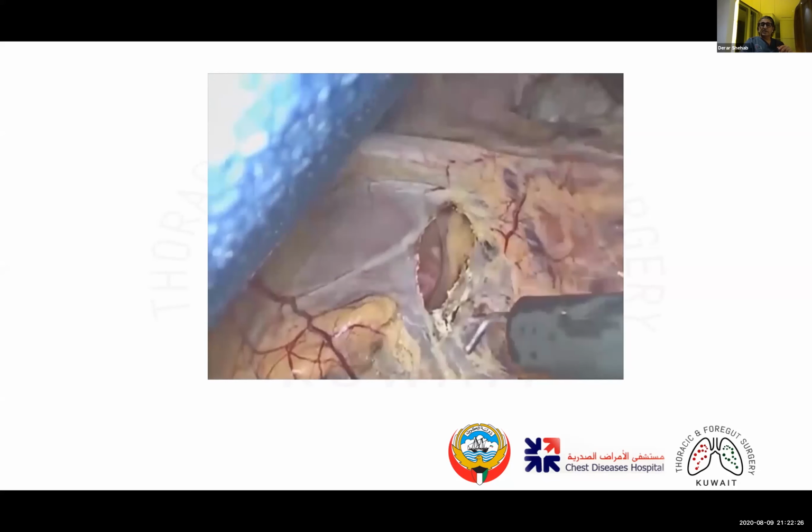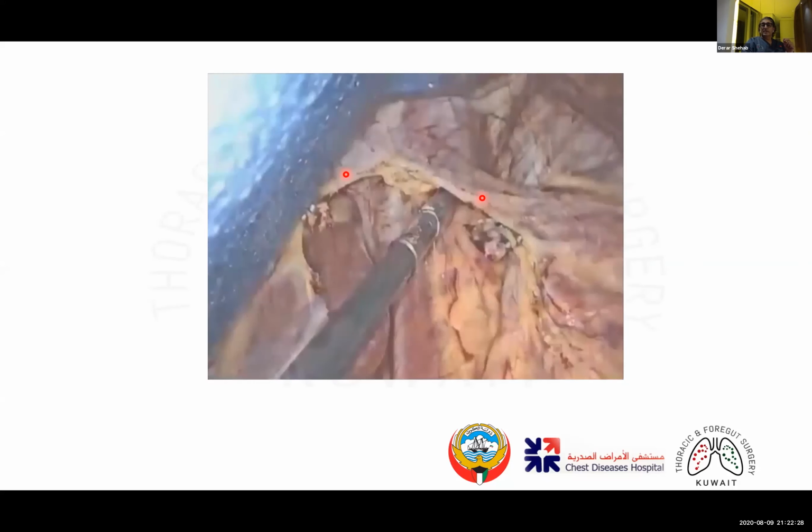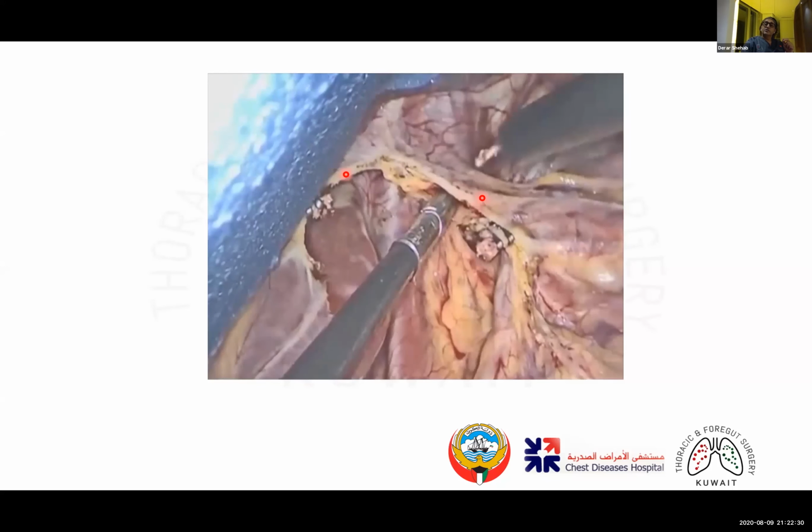So I start my procedure by opening the lesser sac. At the end of the lesser sac, I identify the right crus here, and then start opening the phrenoesophageal ligament. Always make sure to leave peritoneal cover on the crus, and always try to preserve as much as possible the vagus nerve.